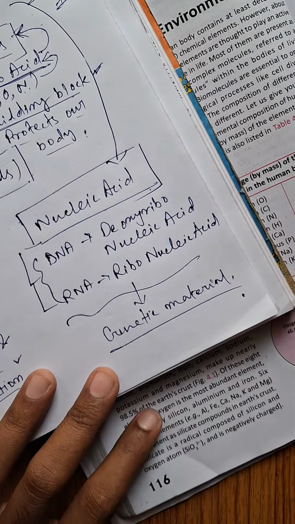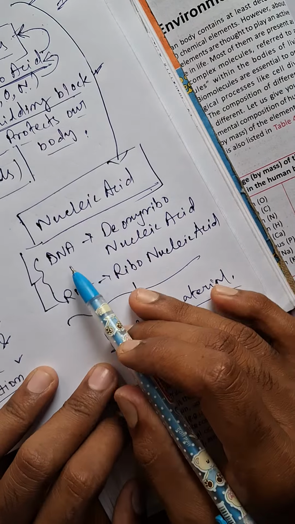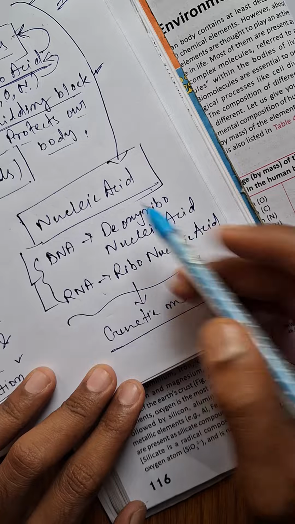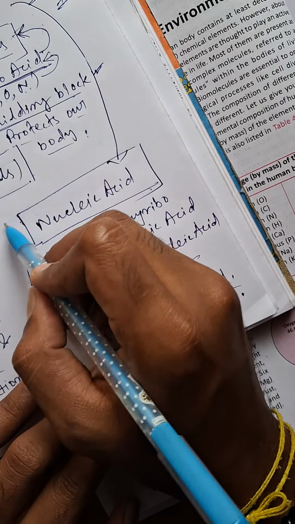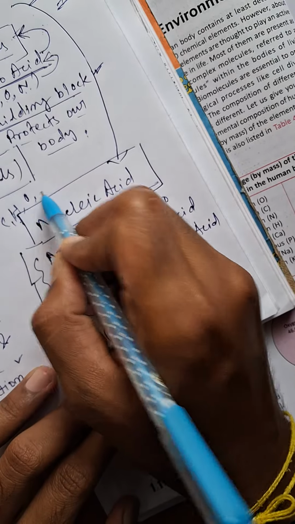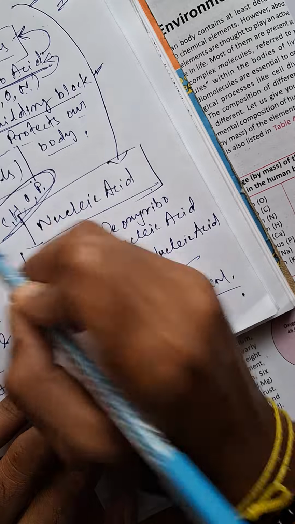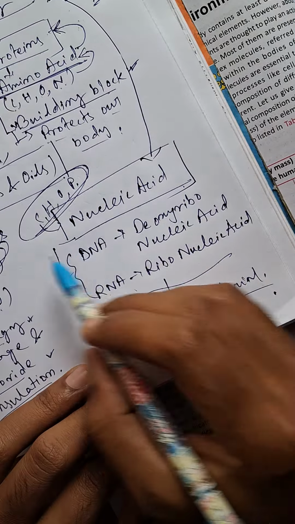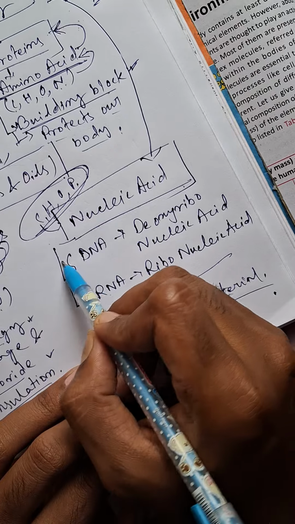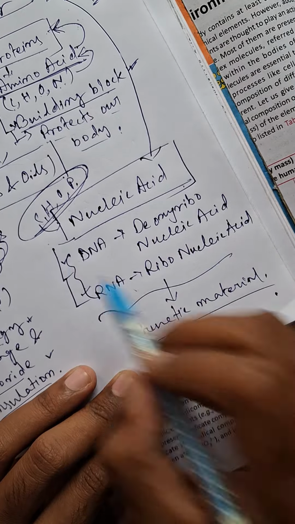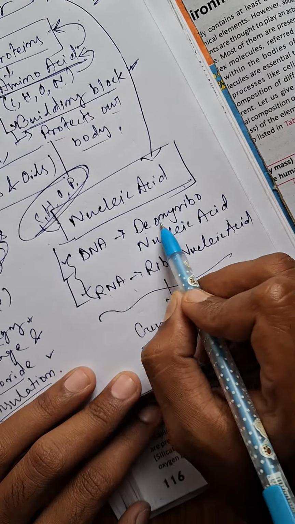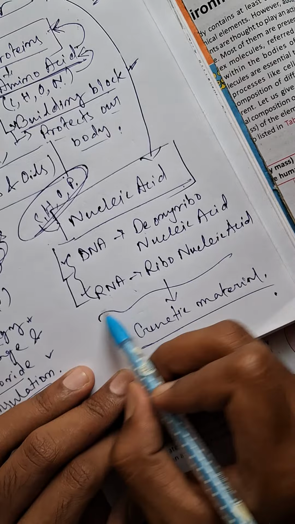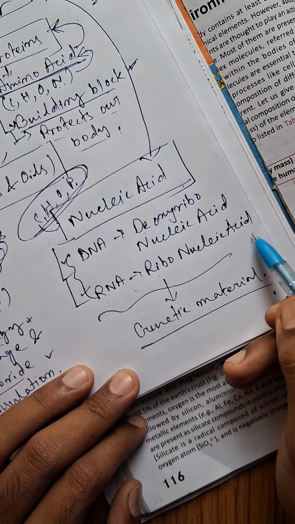Next is nucleic acid. Nucleic acid is of two types, DNA and RNA. Nucleic acid is also made up of carbon, hydrogen, oxygen, and phosphorus also is there. So this is nucleic acid. One is DNA, another is RNA. The full form of DNA is deoxyribonucleic acid, and the full form of RNA is ribonucleic acid.